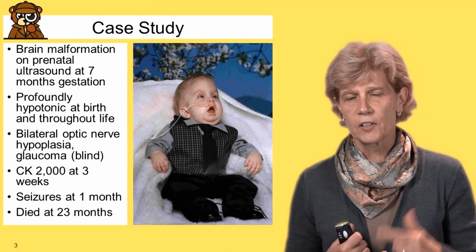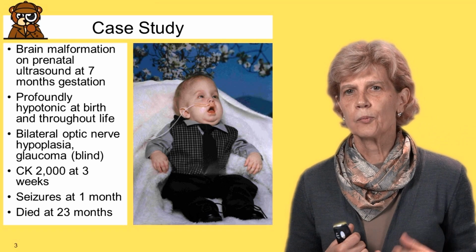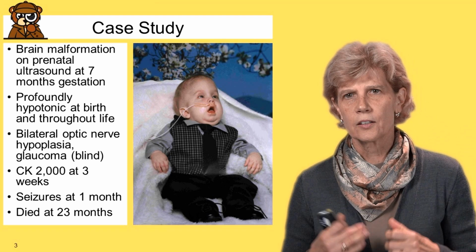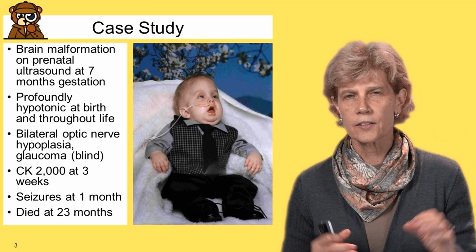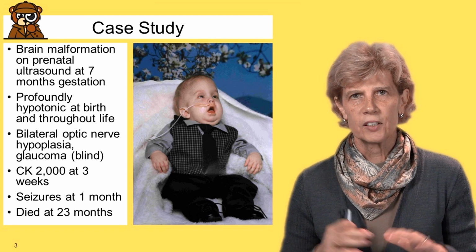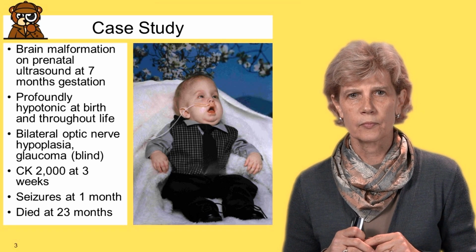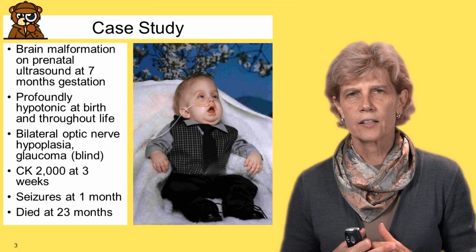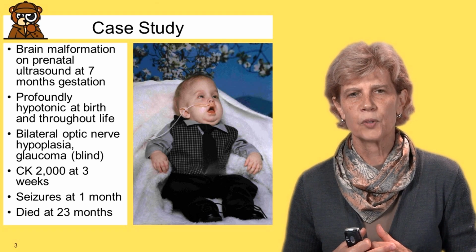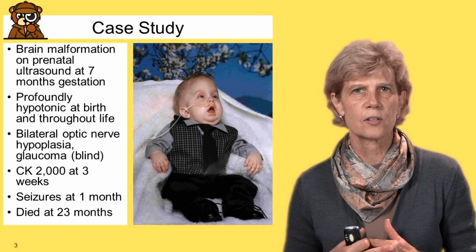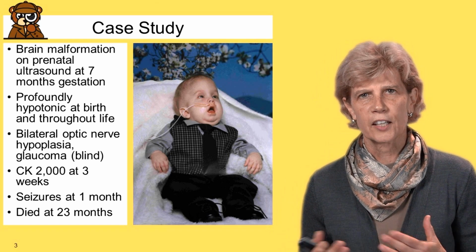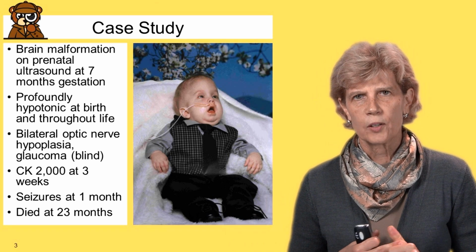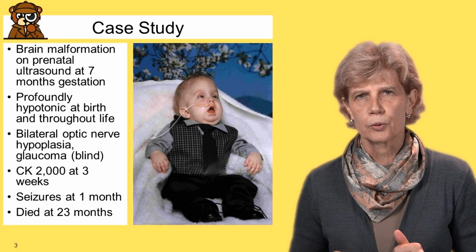You can see that he has a feeding tube going out of his nose, so he wasn't able to feed orally and was fed through that tube. And you can't tell necessarily by the picture, but he's blind. His optic nerves didn't develop. And he also has glaucoma. He was suspected of having a muscular dystrophy and had his CK checked at 3 weeks, and it was 2,000, whereas normal is less than 200. And the CK, again, reflects a leaky muscle membrane. He started to develop seizures at 1 month, and he died before age 2.